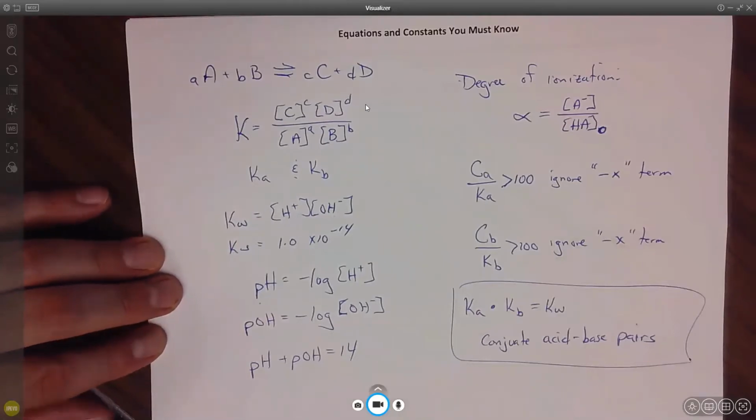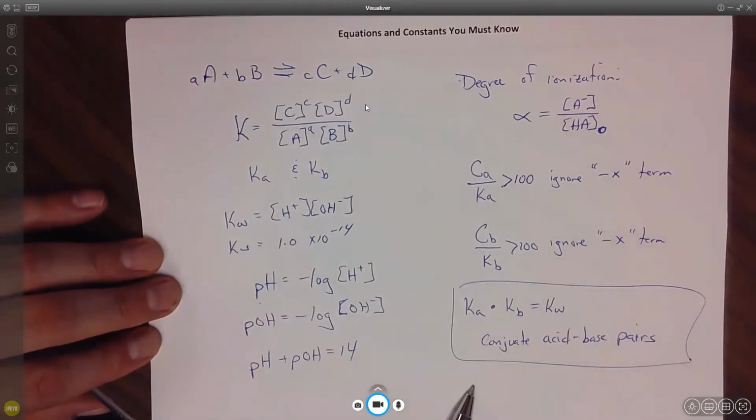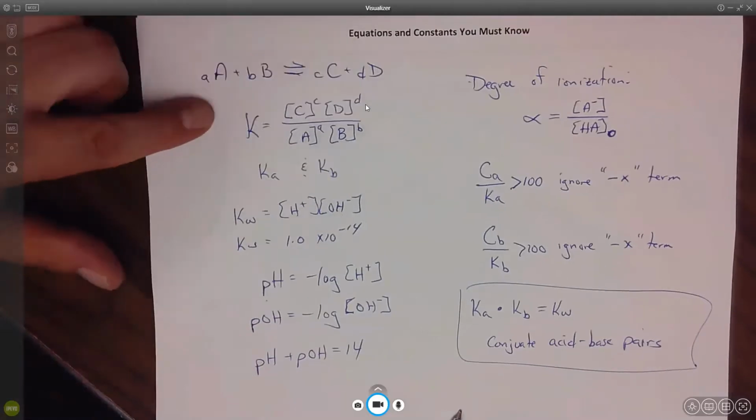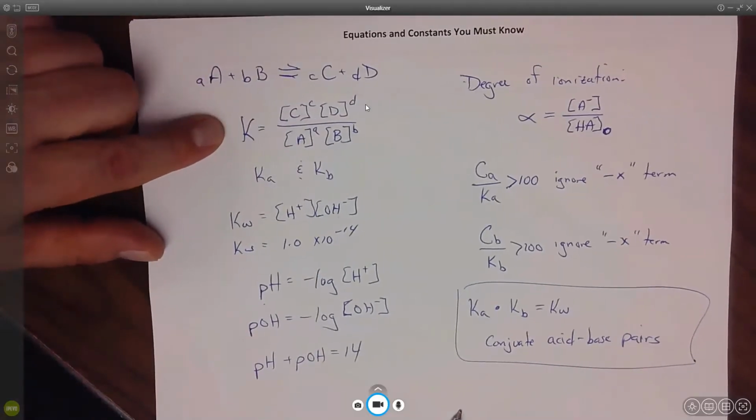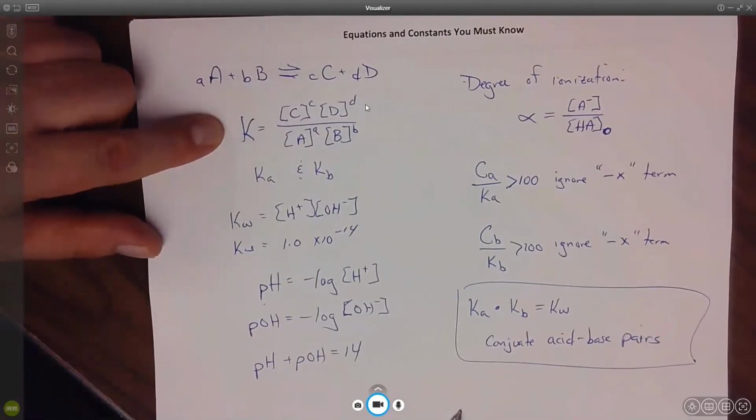But these are all of the equations that you need to know for this chapter. So there's really not a lot of equations. They're not that hard. This guy, again, you already know how to do this. This is going to be unique for every different chemical reaction.